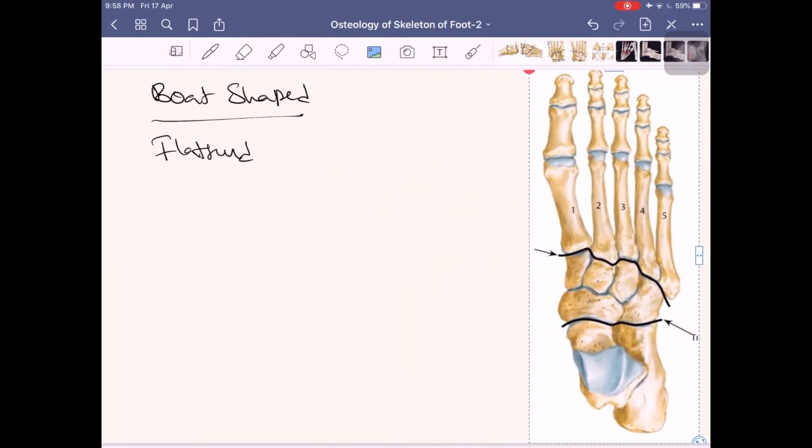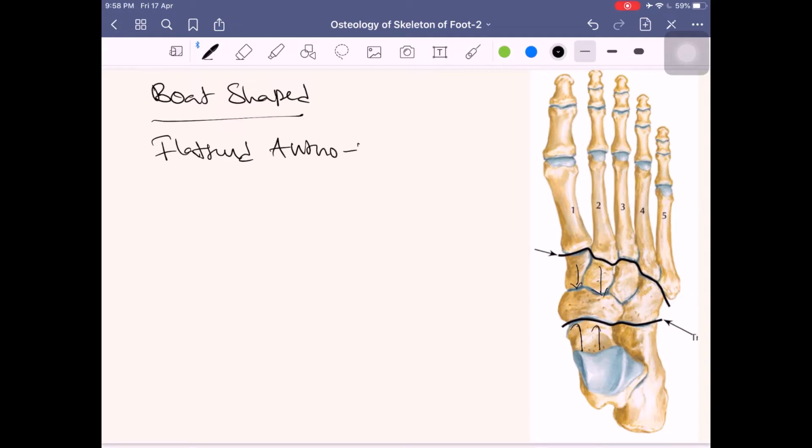Now, let us introduce the topic. It is definitely a boat-shaped tarsal bone, and it is flattened. If you see on both sides, it is actually compressed, like it is compressed between thumb and index finger, so it is flattened in the antero-posterior axis. It presents 6 surfaces.